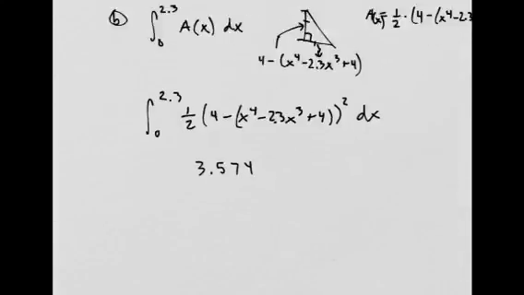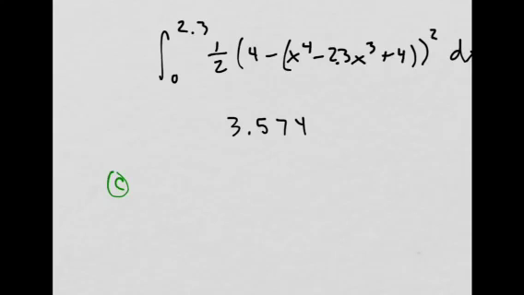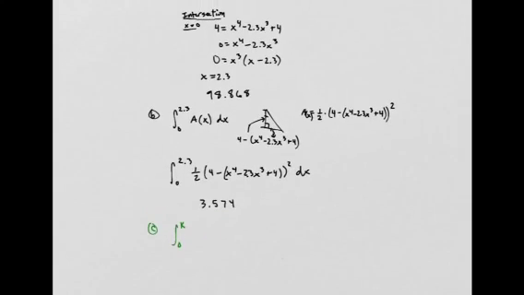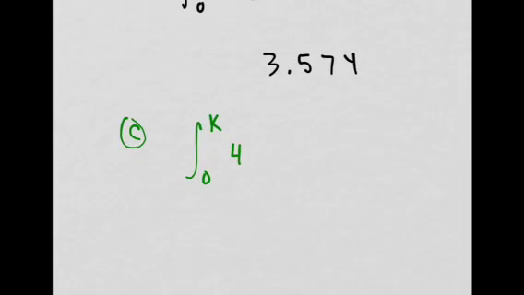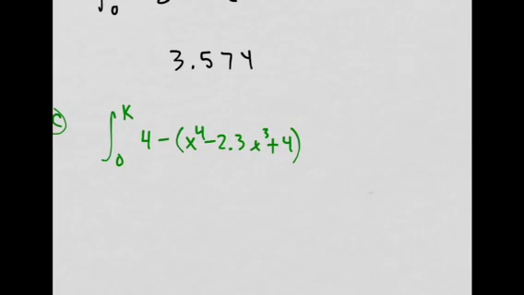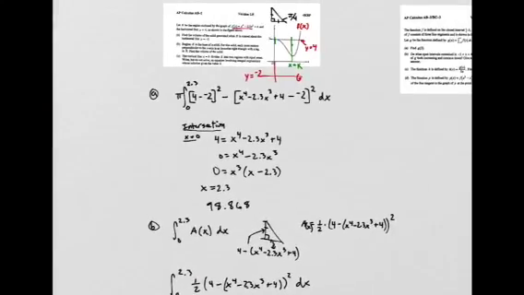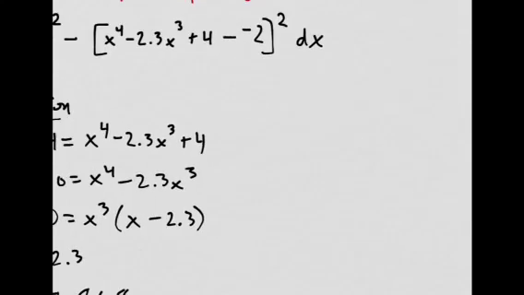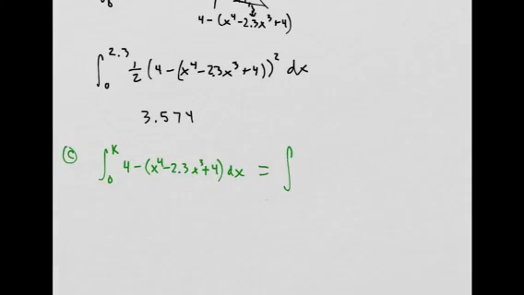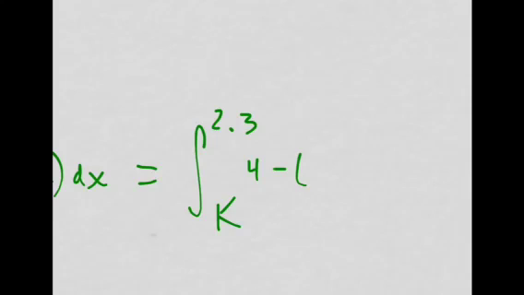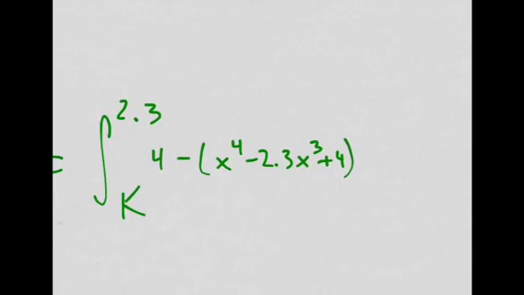So the integral for part C, and we'll be done with this, is the integral from 0 to k of the top function minus the bottom function. So that's 4 minus whatever f of x is, x to the fourth, minus 2.3 x to the third, plus 4, I think. And that's dx, right? That's the area between those two curves, because I did the top minus the bottom. And then I do the integral from k to 2.3. That has to equal the integral from k to 2.3 of the same thing. So 4 minus x to the fourth minus 2.3 x cubed plus 4 dx.